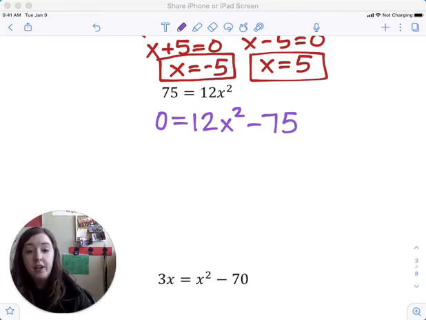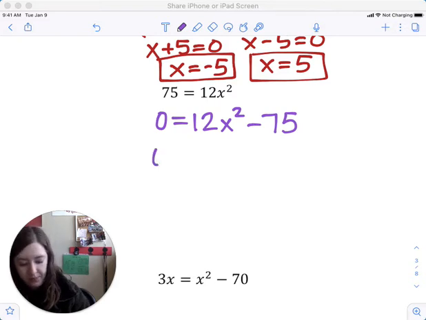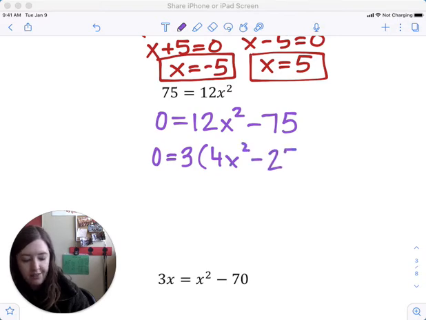Now we'll figure out our greatest common factor of 12x squared and 75. My greatest common factor here is going to be 3. So I'll factor out a 3, and I'm left with 4x squared minus 25 on the inside of those parentheses. So I have two terms again. This is a difference of squares.